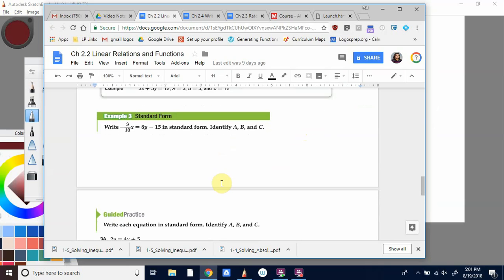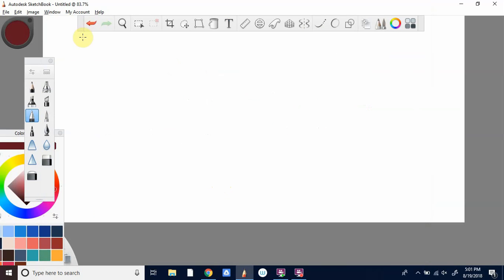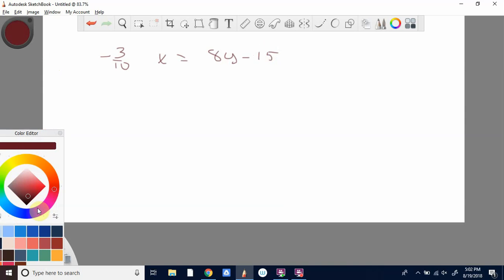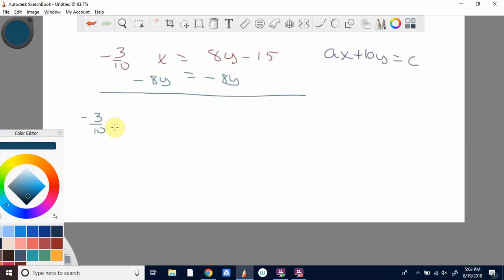They want us to put this in standard form. So let's look at the problem. So it's -3/10 x equals 8y minus 15. So we know standard form is ax plus by equals c. So we're just going to use algebra. So I need to put my x and y on one side. So I'm going to subtract 8y. I'm using the subtraction property of equality. So it's once on the left, once on the right. So I have -3/10 x minus 8y equals, this cancels out, -15.